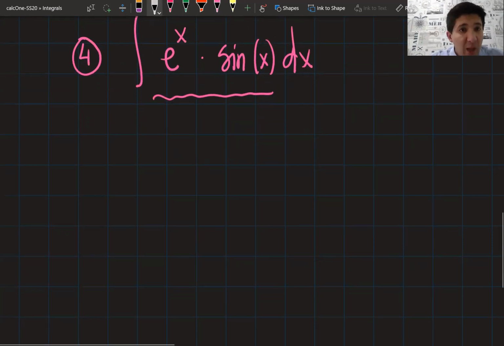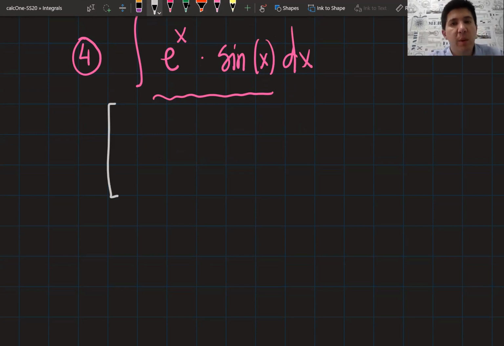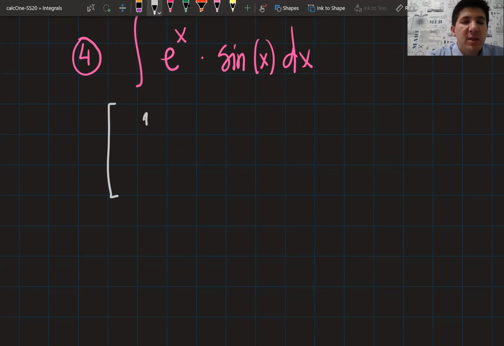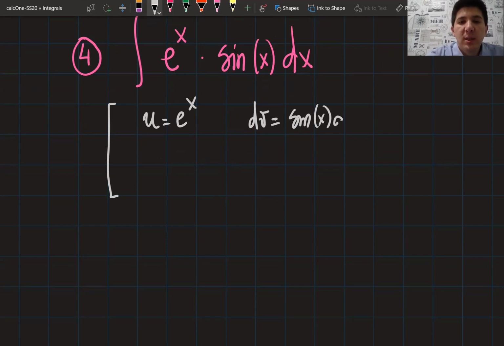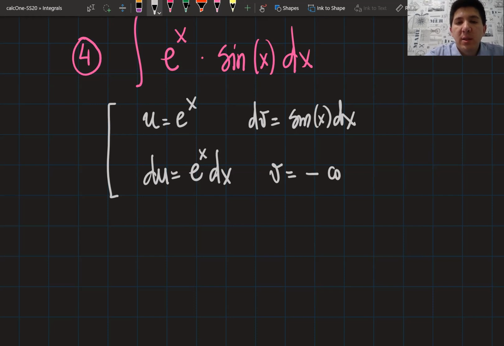So I'm going to show you this fascinating example. We need to try to do the integration by parts twice, but we need to be really careful while we are doing this. So I'm going to denote e to the power of x as u. dv is obviously the rest, which is sine of x dx. du is going to be e to the power of x dx, and v is going to be equal to minus cosine of x, right?